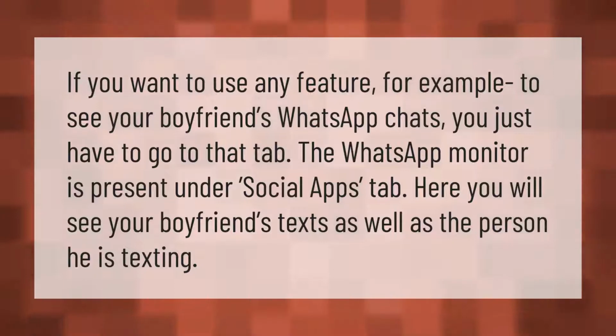If you want to use any feature, for example to see your boyfriend's WhatsApp chats, you just have to go to that tab. The WhatsApp monitor is present under Social Apps tab. Here you will see your boyfriend's texts as well as the person he is texting.